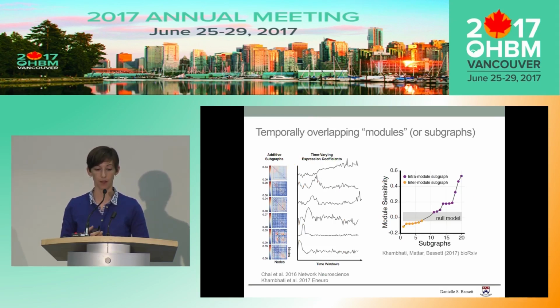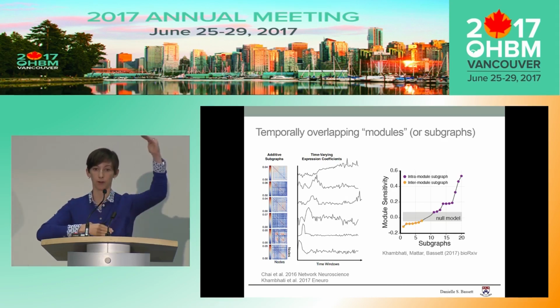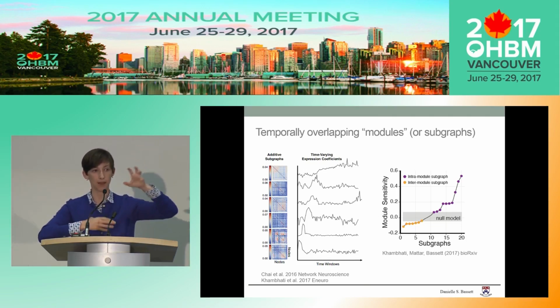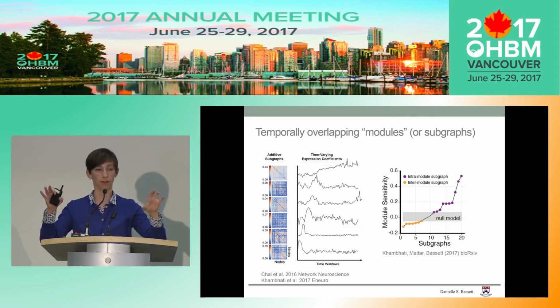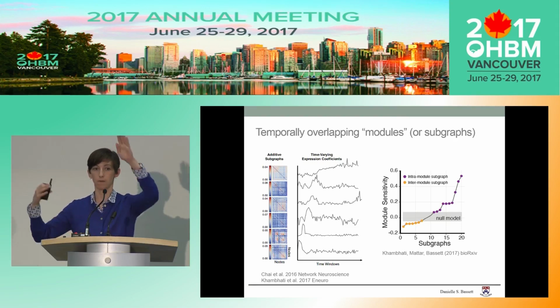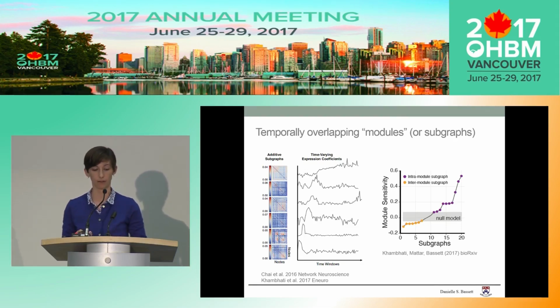Last point, I know I'm out of time, is that we've also been assuming that there's one graph for every time window. That's an assumption, and it's a simplification. It's very possible that in every time window, there are 10 different graphs that are present, but they're expressed to differing amounts. So what you might want to do is to identify a basis set of graphs that vary in their expression over time. Now it's not one network per time window, it may be 10 networks per time window that vary in how much they're expressed as a function of the task. We show in these papers that you can do that with non-negative matrix factorization, and that you can identify subgraphs that are in some cases quite different from modules.